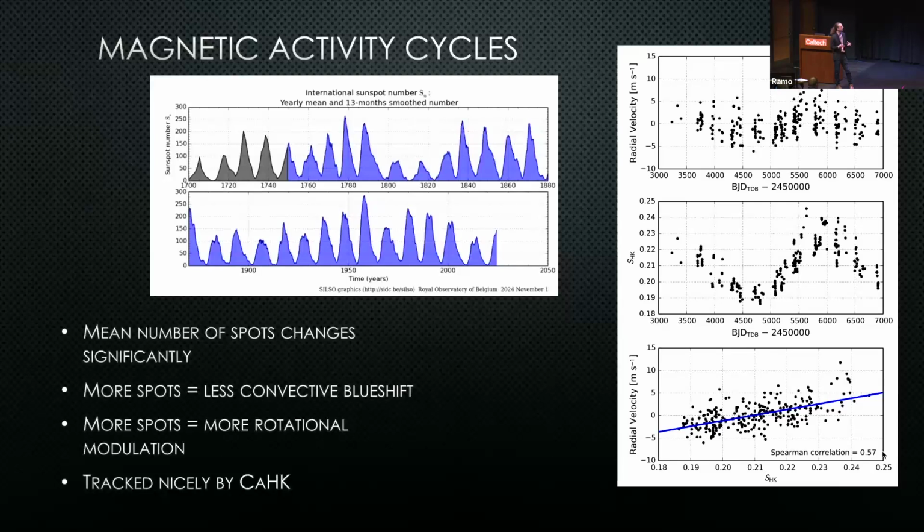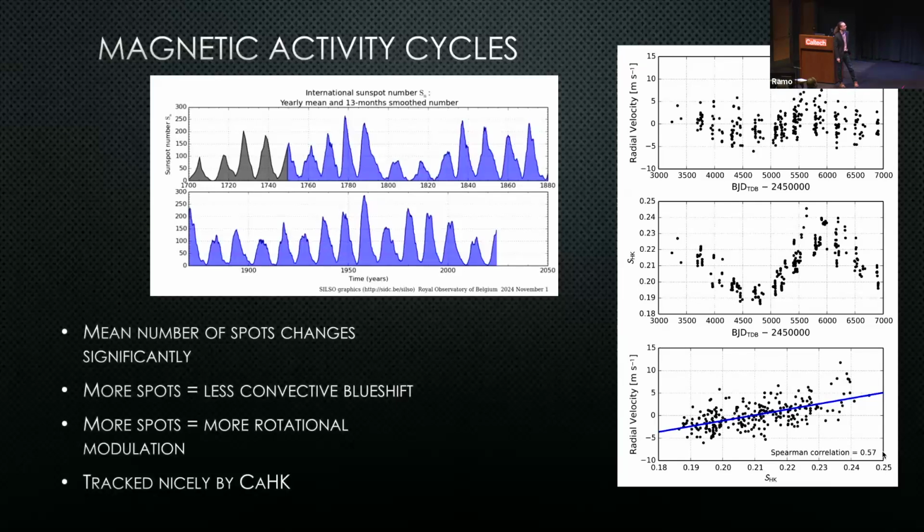The way this manifests in RVs is that as you get more spots filling the surface of the star, that tends to block more of that convective blue shift. And so you're suppressing that, and it looks more like a red shift as you get more spots on the surface. Of course, during these times when the activity is maximum, you tend to have more rotational modulation as well, since you have more spots.